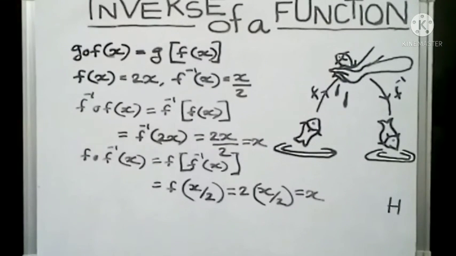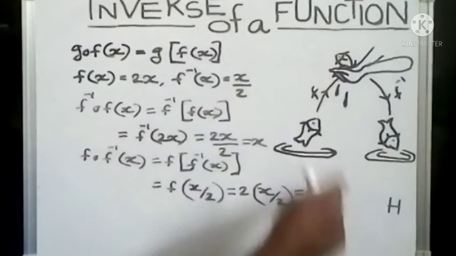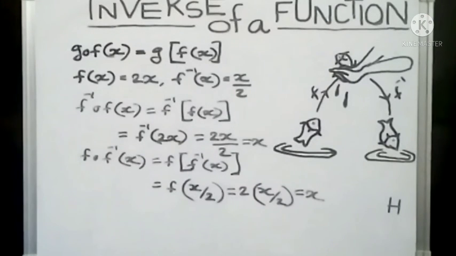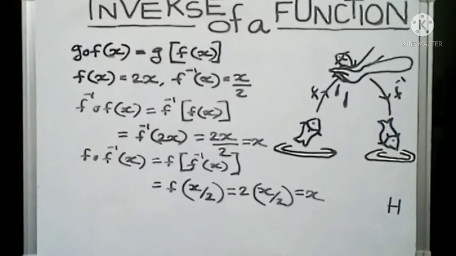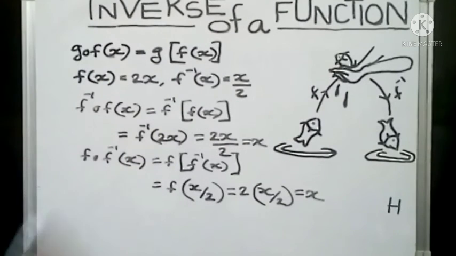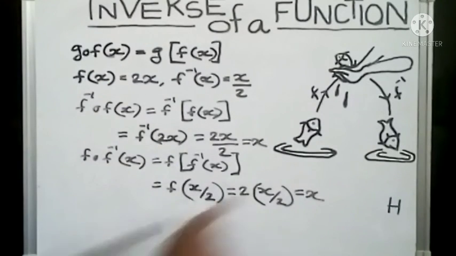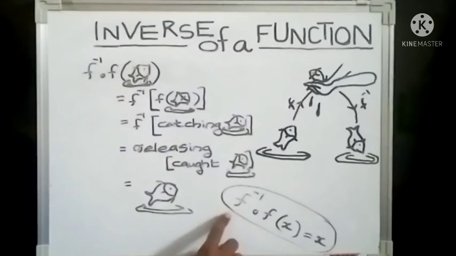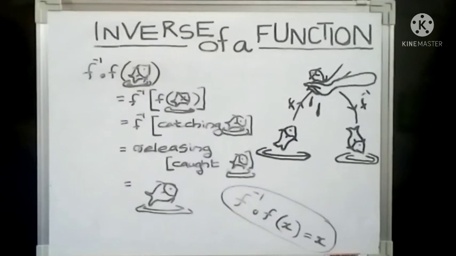See, here f is catching the fish and f inverse is releasing the fish. Thus, another way of checking whether two given functions are inverses of each other is to find f inverse of f of x and f of f inverse of x. We have f inverse of f of x equal to x. That is, if two functions are inverses of each other, then their composition gives the input itself, the initial value itself.